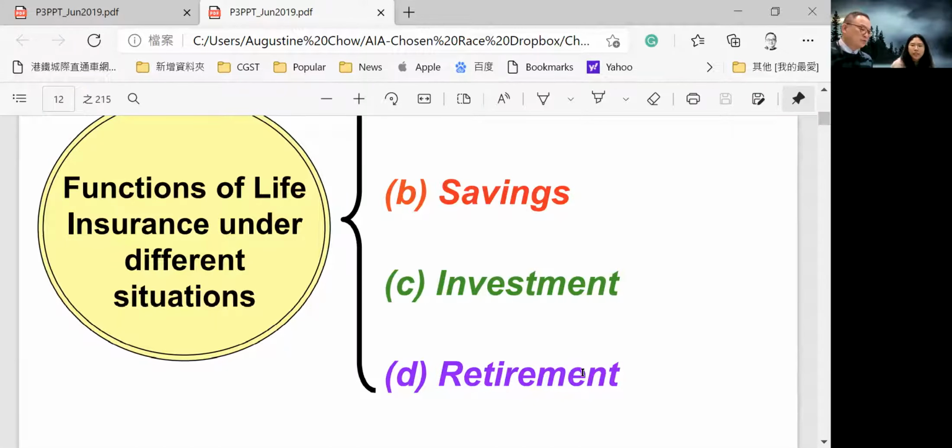All right. What is retirement policy? It's for you to claim after the age of retirement, 70. Retirement is normally called annuity.